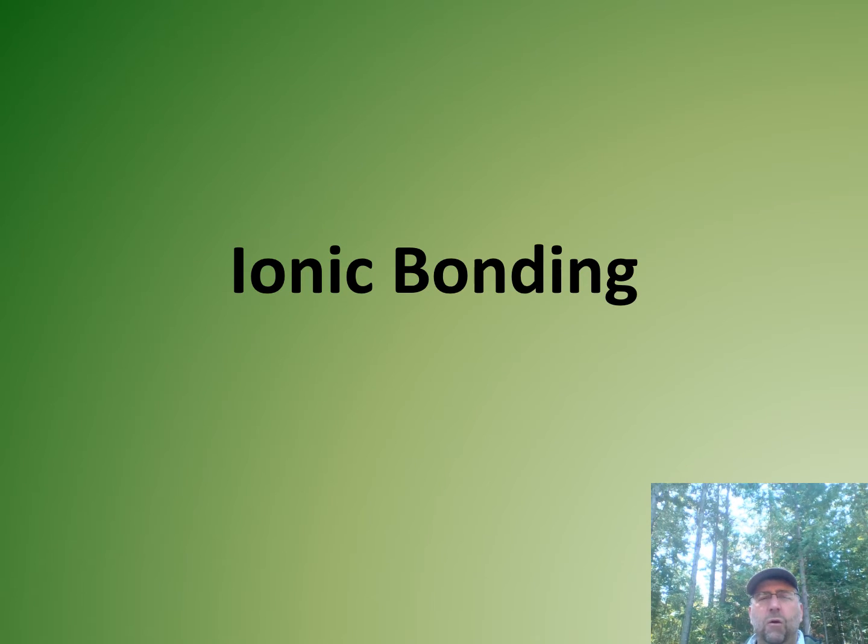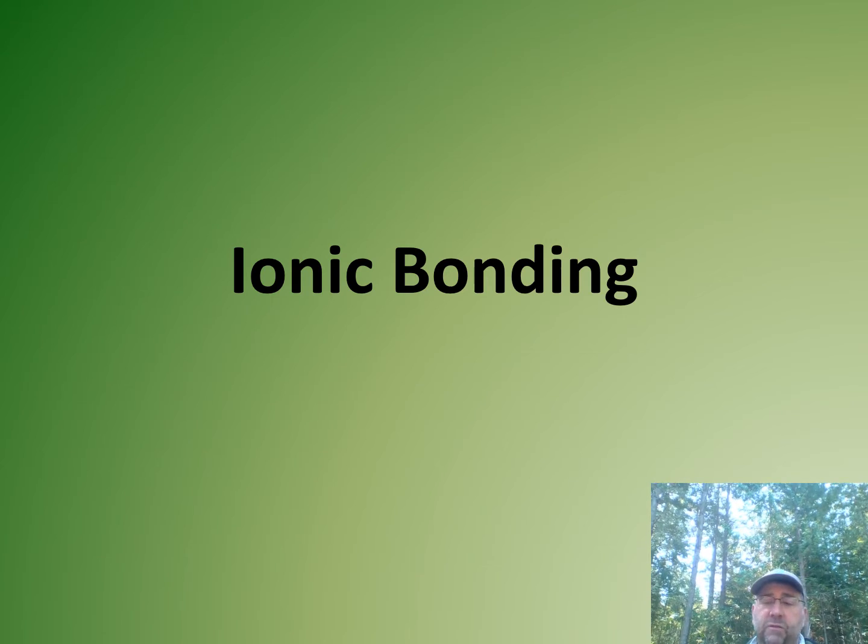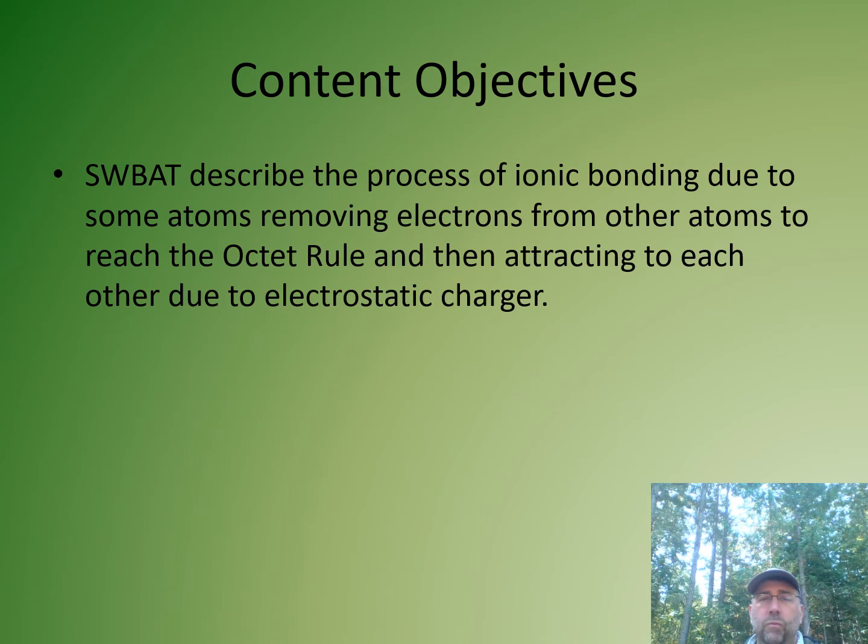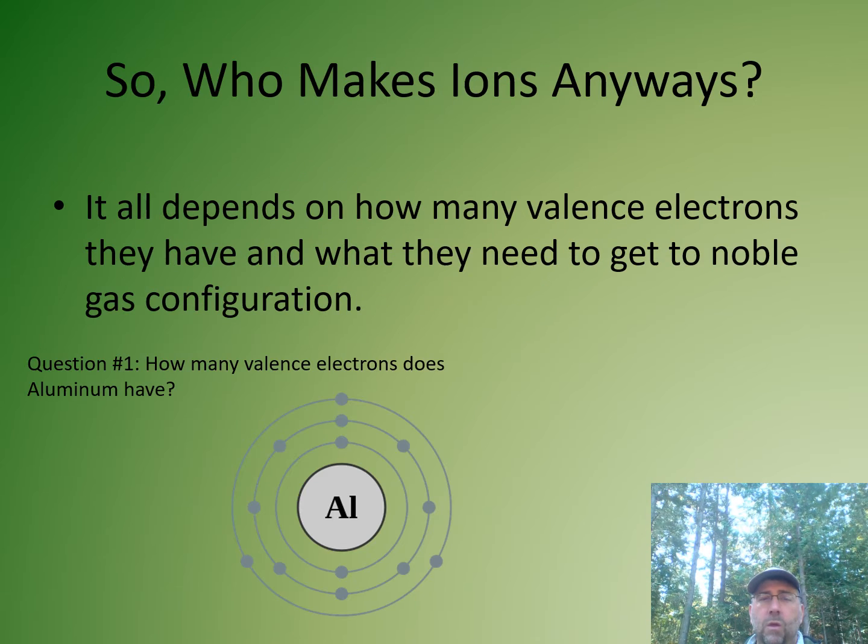All right, so this is the last video on ionic bonding, and that is to figure out what kinds of ionic bonds, what kinds of charges can different elements make? So again, what makes an ion? It's how many valence electrons are either gained or lost to reach a noble gas configuration.